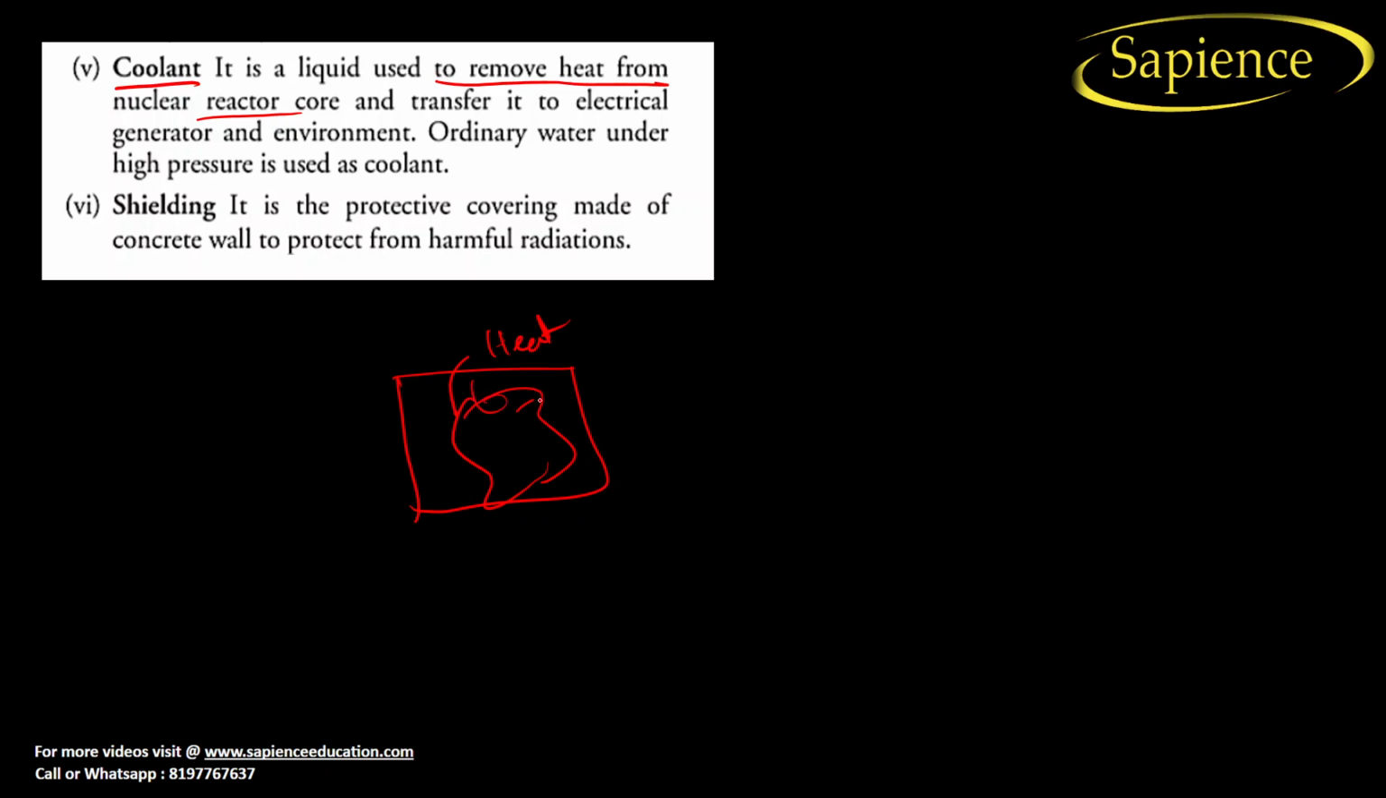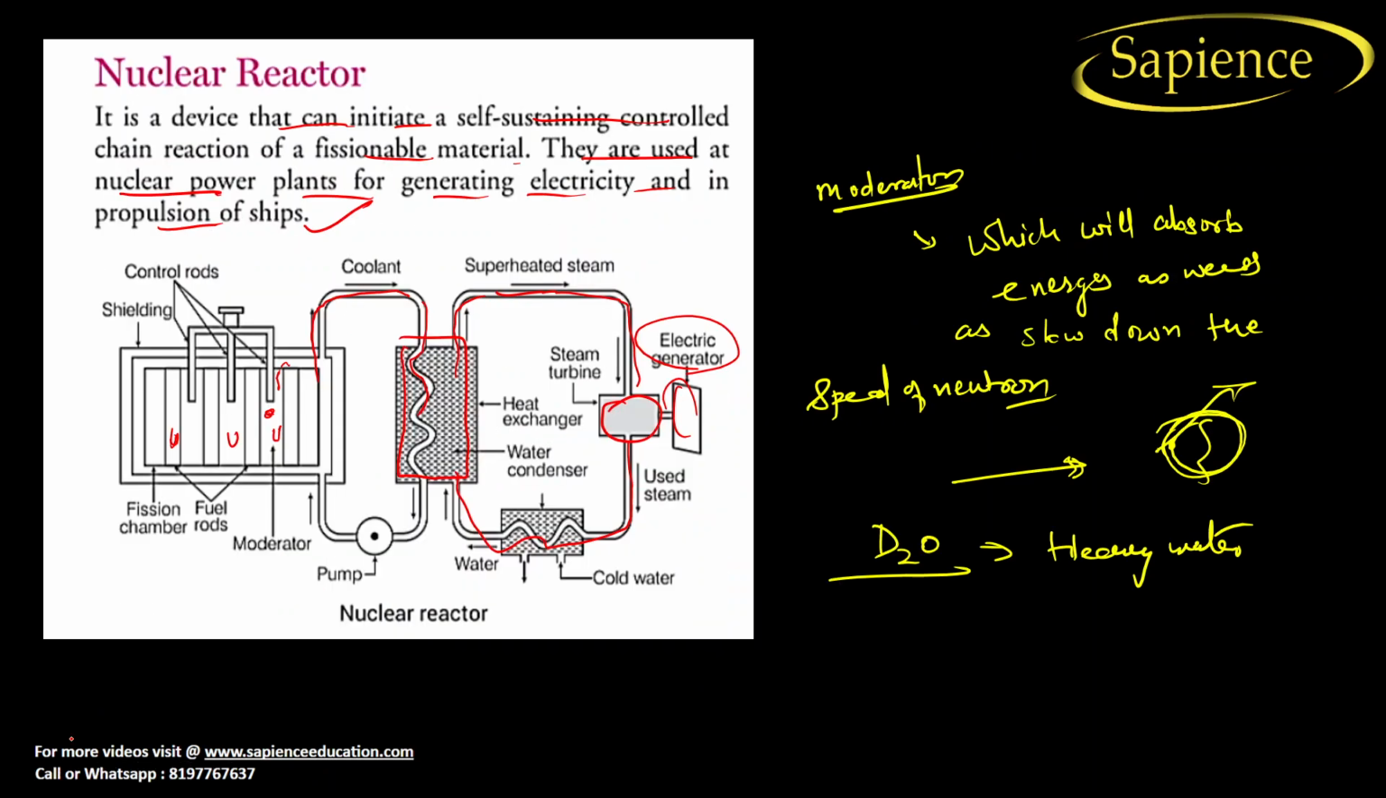So the coolant will absorb the heat, and again you pass it through the steam or water. So this water will again get converted into steam. See here, from this figure you can understand how this will happen. What is the function of the coolant? You can understand from here. Let us suppose there is a coolant and the coolant will absorb the heat.